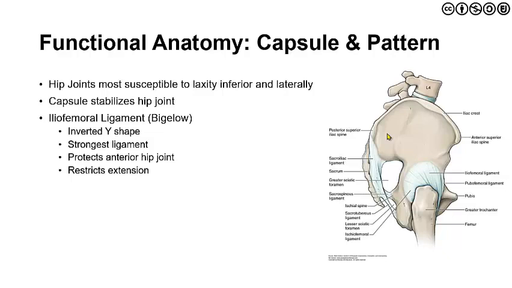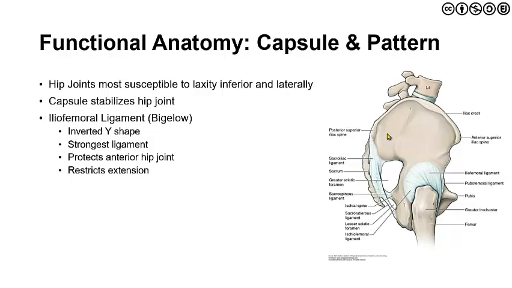The iliofemoral ligament is oftentimes referred to as the inverted Y ligament. It is the strongest ligament in the body, and it serves to stabilize the hip joint and protects that anterior hip and restricts extension. And so it is very rare to see an anterior hip dislocation without excessive trauma.